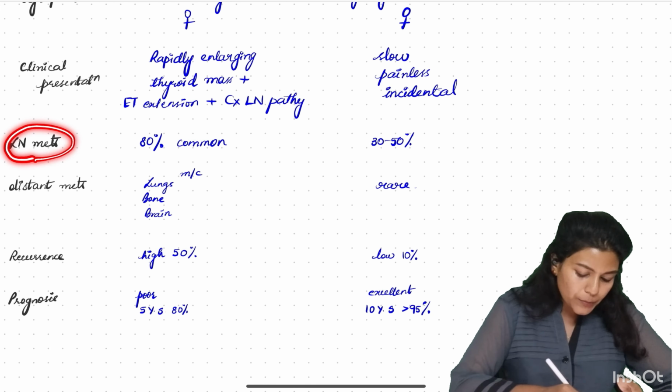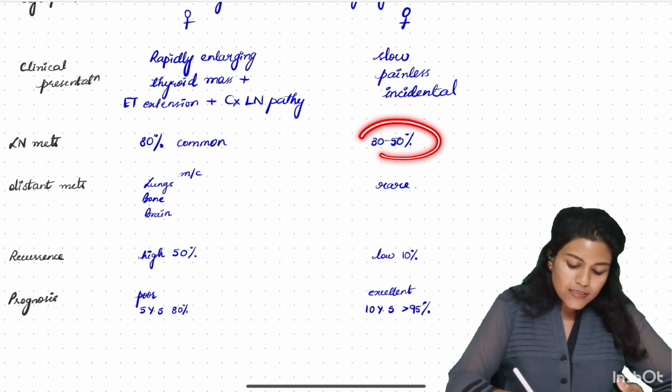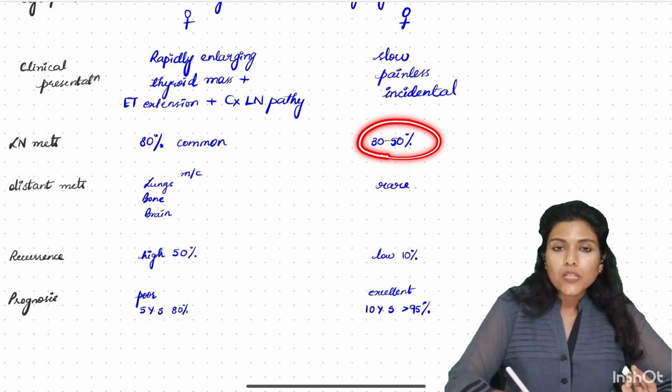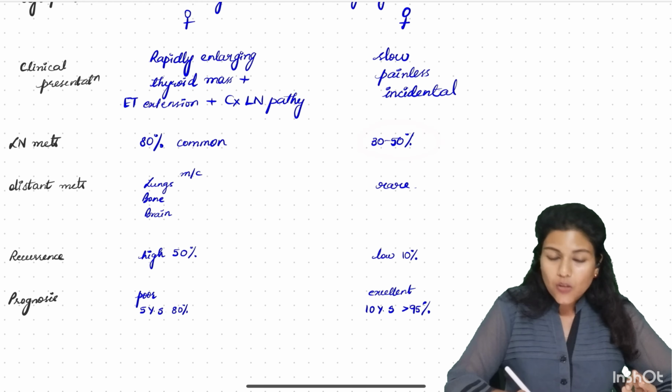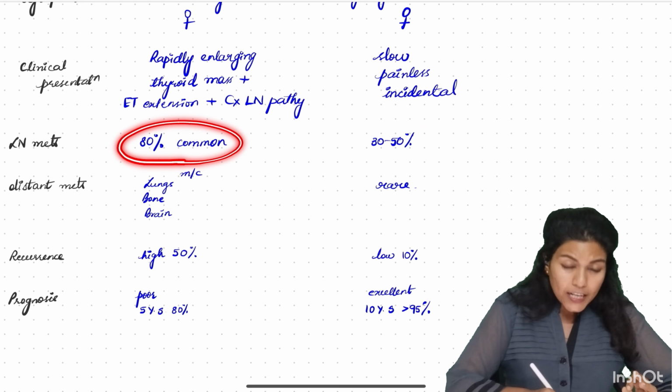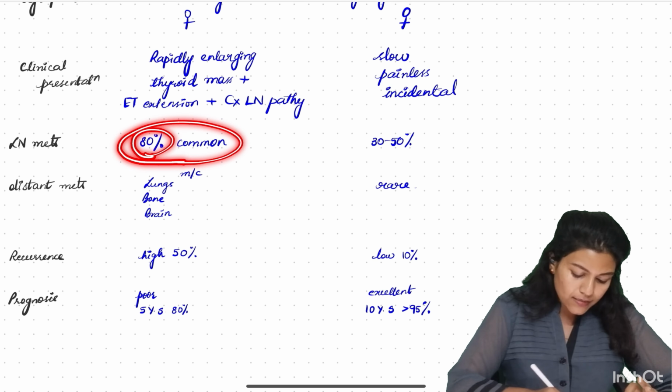Coming to lymph node metastasis, classical PTC shows lymph node metastasis in 30 to 50% of cases, whereas the aggressive hobnail ones more commonly show lymph node metastasis, about 80% of the cases.